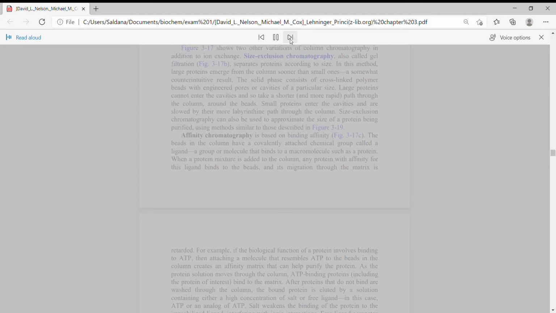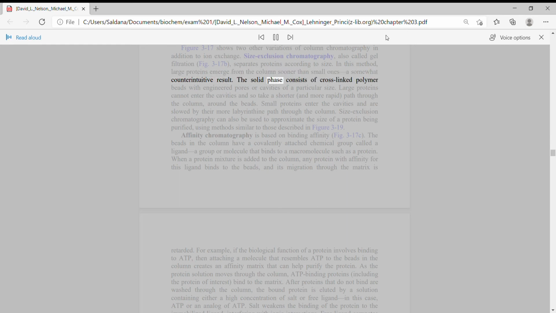Figure 3-17 shows two other variations of column chromatography in addition to ion exchange. Size exclusion chromatography, also called gel filtration, Figure 3-17b, separates proteins according to size. In this method, large proteins emerge from the column sooner than small ones, a somewhat counterintuitive result.